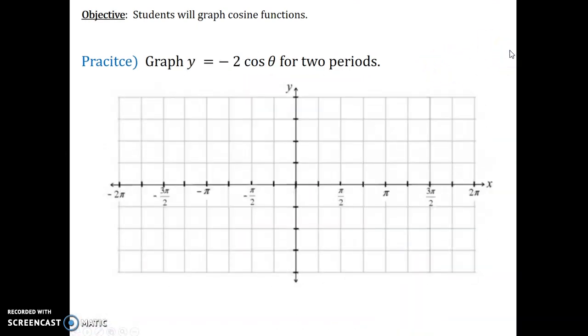Okay, and again, please pause the video and try this one on your own. Watch out for that negative. What does that negative do? Okay, so please pause it and then play when you are ready to check your answers.